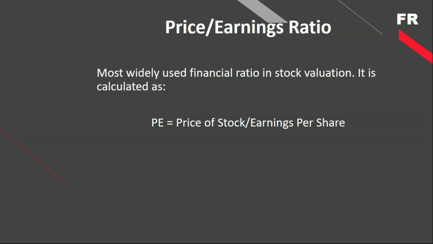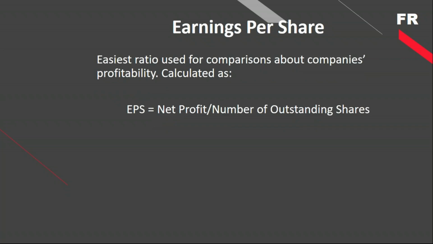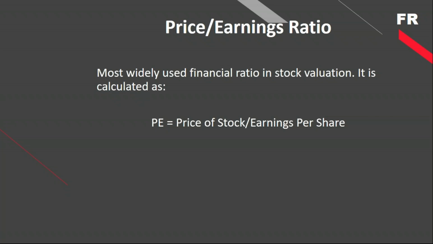So say, for example, in this particular case, we have a stock price of 10 rand per share, and we calculated previously our earnings per share to be 2 rand. So you simply divide the stock price of 10 rand by 2, which gives us a P/E ratio of 5. And what this simply means is that we require at least 5 years to recoup our investment in this particular share, right? But again, this number in isolation is not useful.